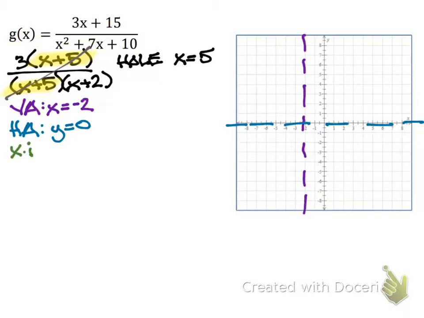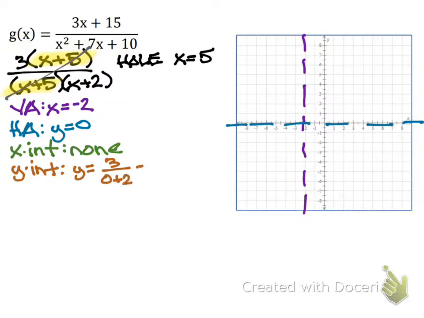Next, X-intercepts occur at zeros of the numerator. There are none, right? There's no way to make 3 equal to 0. There's no longer a variable in the numerator. Next would be Y-intercepts. The Y-intercept occurs when you let x equal 0. If you want to look at it as y is 3 over 0 plus 2, 3/2. And that's not a line, remember, that's just the value on the y-axis. So at 1.5, I have a y-intercept. Next, we need to look at a few points.